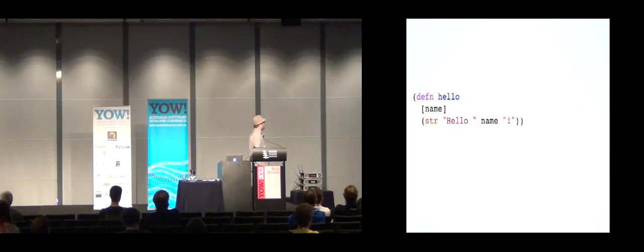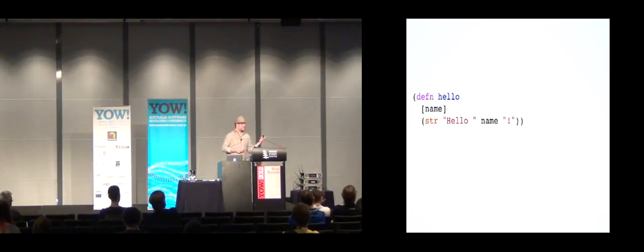Hello. Clojure syntax, for those of you who aren't familiar: defn defines a function named hello. There's an argument list here. The function body follows. In this case, this str function is going to take any number of arguments and create a string. So I'm going to have the string hello space, followed by the symbol name, followed by an exclamation point. It's going to take that and turn it into a readable result.